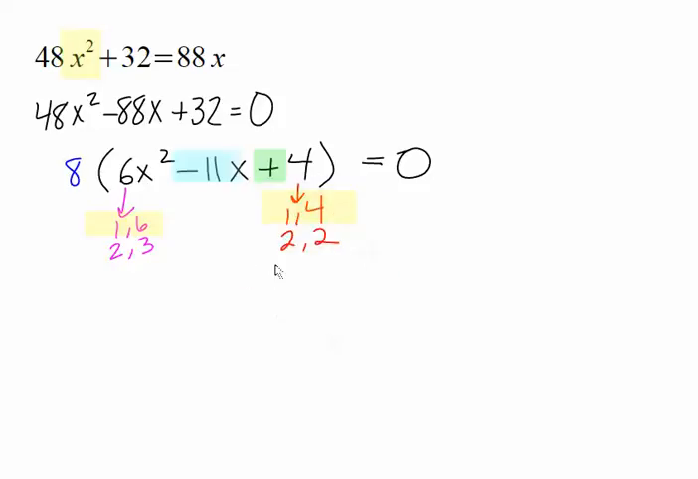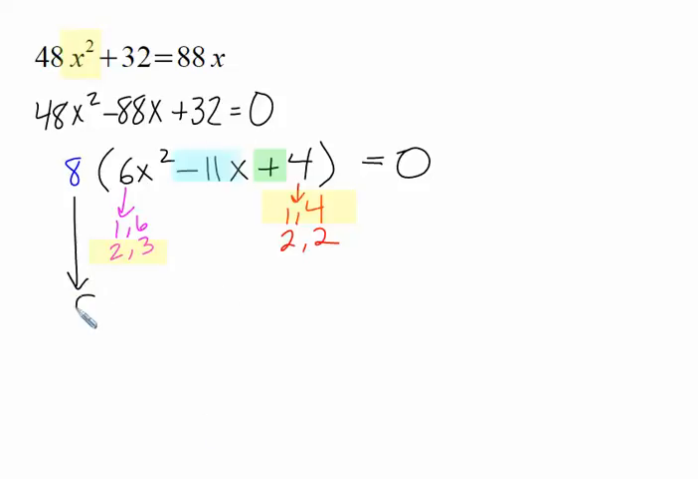What if we went 1 and 6 with 1 and 4? We could have 1 and 24. That's not going to work. Or we could have 6 and 4. That's not going to work. Well, our last combination to try out here would be 2 and 3 with 1 and 4. We could have 2 times 1 is 2, 4 times 3 is 12. 2 and 12 isn't going to pan out, but 3 times 1 is 3, and 2 times 4 is 8. 3 and 8 can get us the 11.